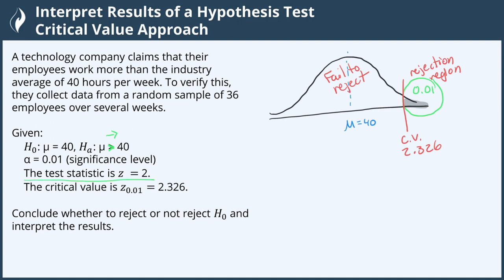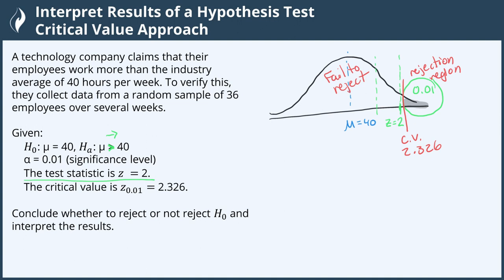This means 2 standard deviations above the mean. So here's 1 standard deviation, here's 2 standard deviations, and our critical value of 2.326 is 2.326 standard deviations above the mean. So our z statistic is right here at z, or our test statistic at z equals 2.